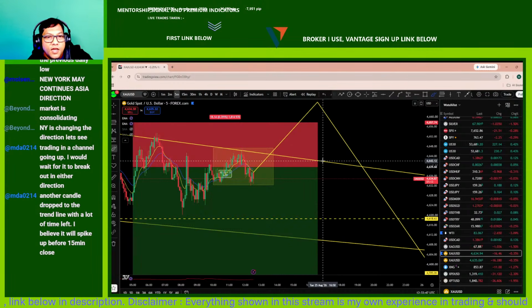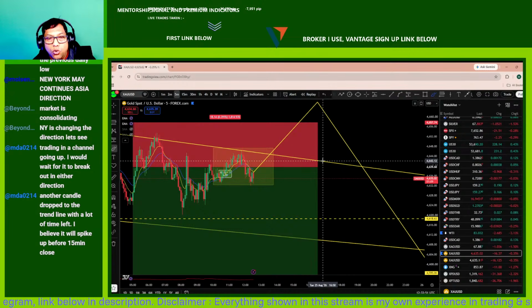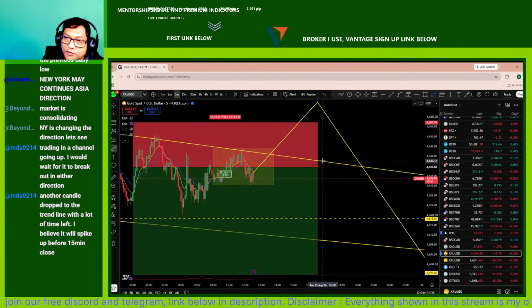Another candle dropped to the trend line with a lot of time left. I believe it will spike up before the 15 minutes close.